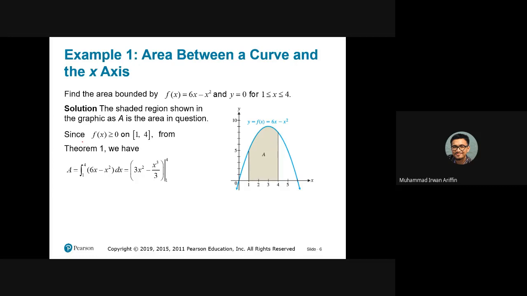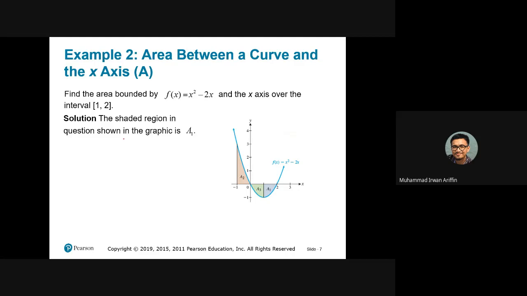We can simply apply the definite integral, right? So the lower limit, upper limit, 6x minus x squared, and then we integrate this, we find the antiderivative, and then we evaluate it. We simply find the value of the antiderivative from the upper limit, and then subtract the value of the antiderivative evaluated at the lower limit. So we get 24. Now, this will be much more interesting.